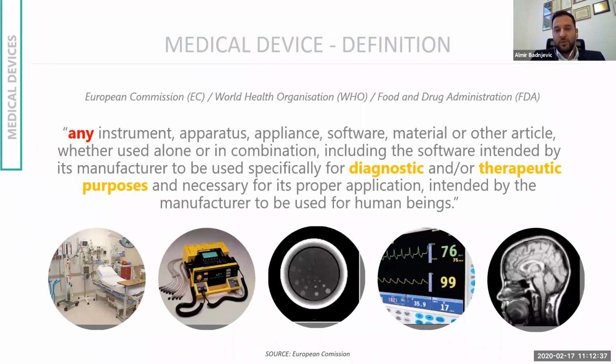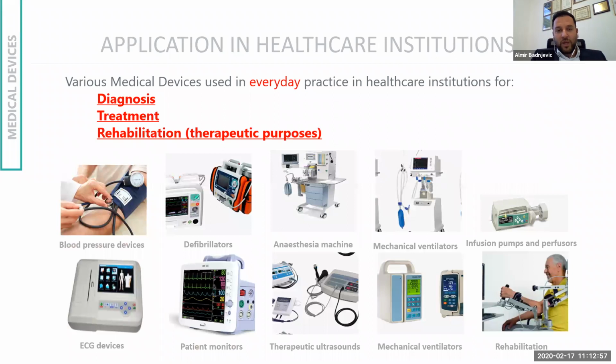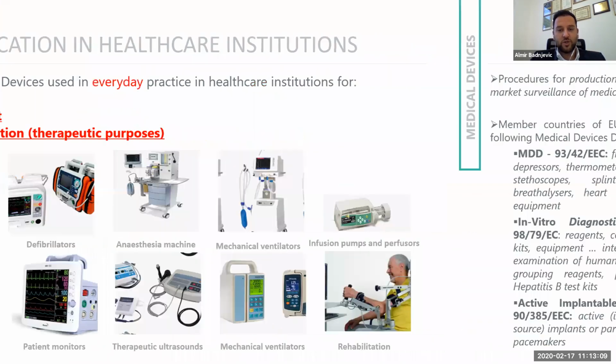From the medical device, if we start from the definition, this is the definition of medical devices, and it is very similar or even the same at the European Commission, at the WHO, or even the FDA. All of you can read it, and I'm sure that all of you know these definitions. Anyhow, when we divide devices, we can say that all medical devices can be, for example, for diagnosis, for treatment and for rehabilitation purposes. And these are the different devices which are shown here.